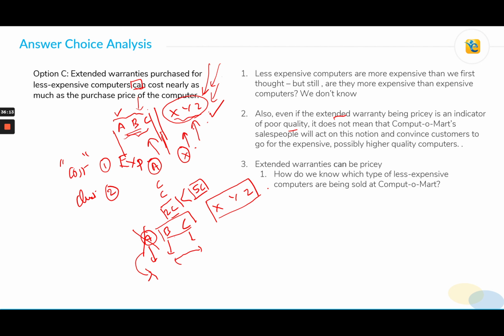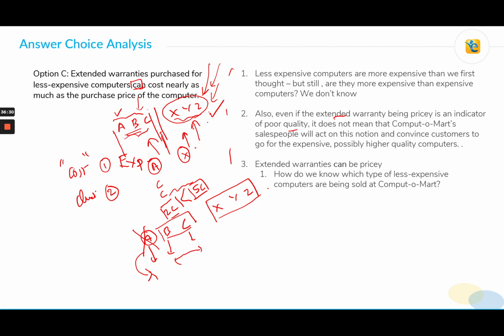So yet again, if you're falling for this, go through the logic that we have discussed. There are so many places where you have to interpret it in your own way. You have to make your own assumptions. You have to assume that the cost here is not significantly lesser than the cost of the expensive ones.